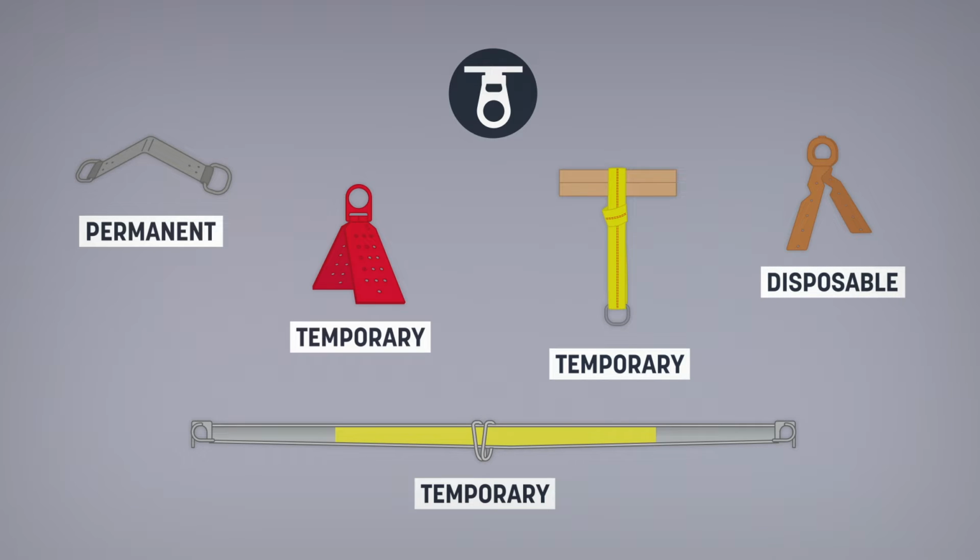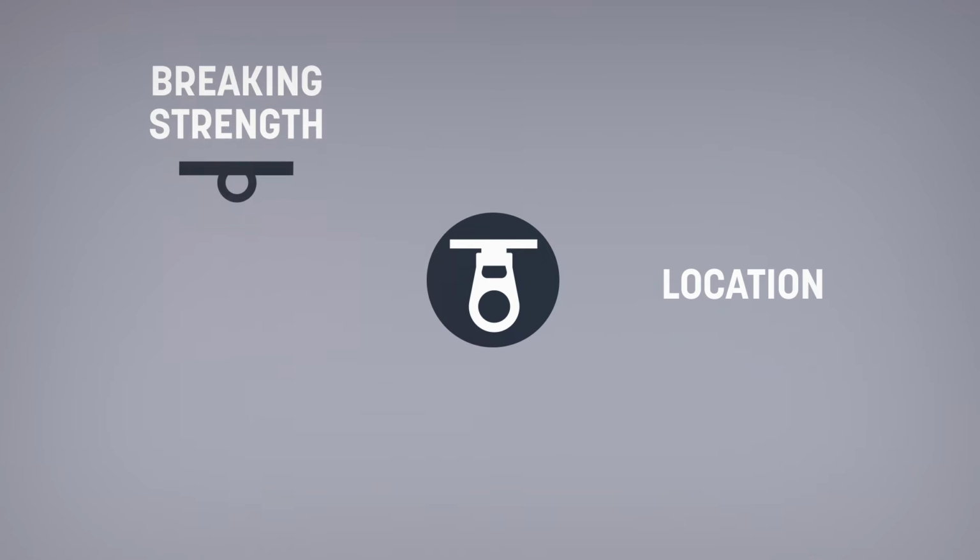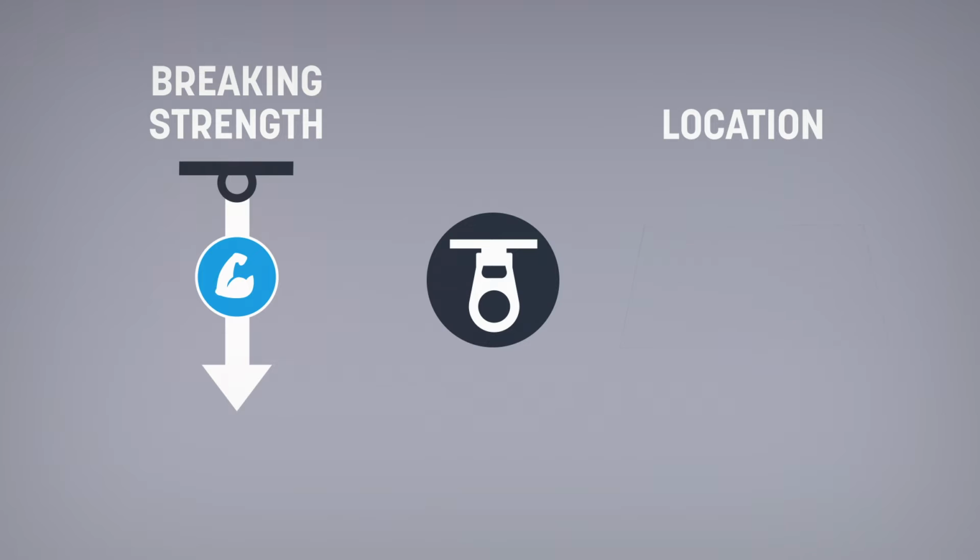Regardless of the model or manufacturer, two key characteristics must be considered to ensure that the anchor is safe: braking strength and location. Braking strength is the ability of the anchor to withstand the forces experienced during a fall. The location of the anchor is its positioning. It must be placed in a way that minimizes the risk of injury during a fall.